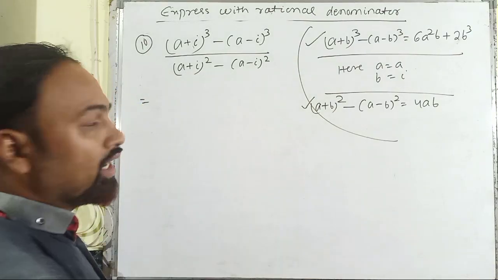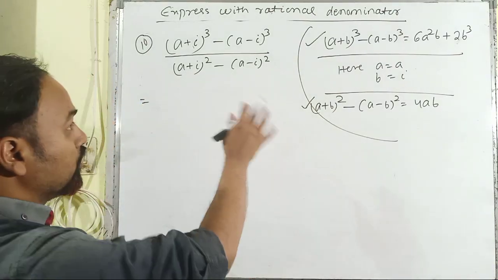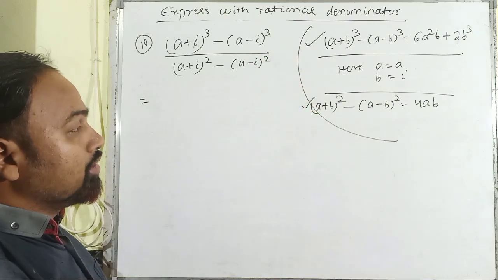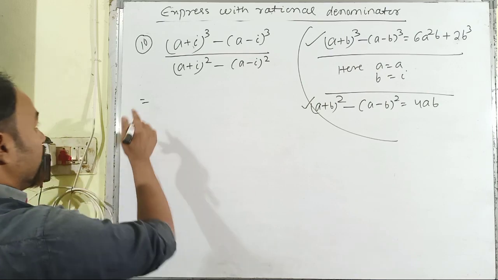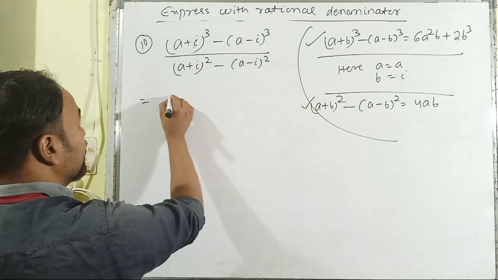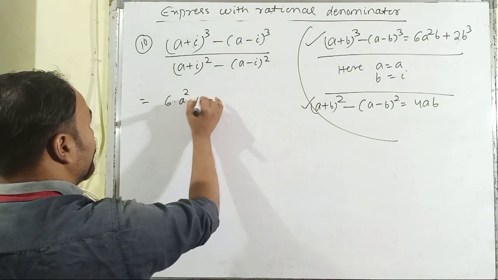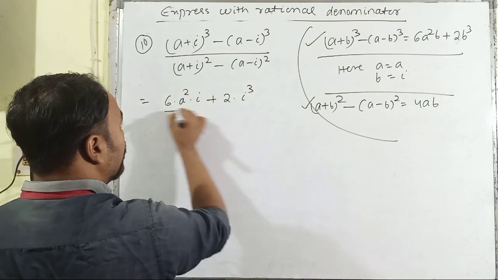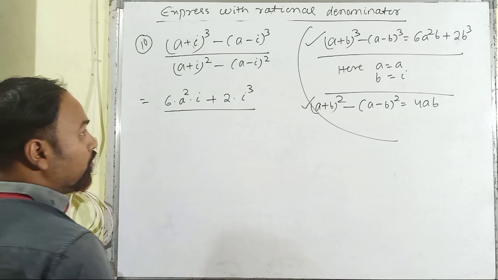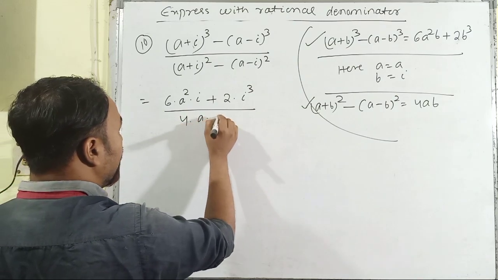You can directly put down these values here, because we have already written these algebraic identities and substitution on the right hand side, so that it will not hamper your marks. So it is 6a square b plus 2b cube divided by 4ab, that means 4a and this is b.